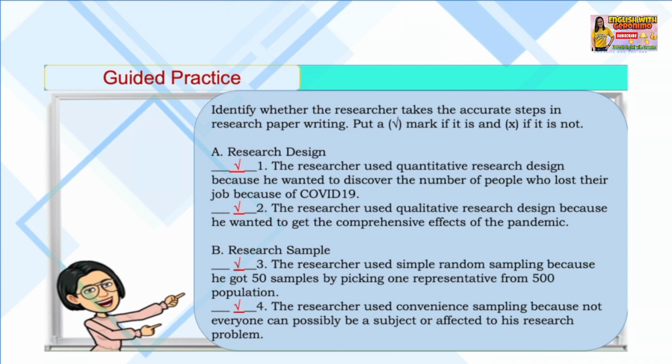If you answered check for number 3, you are correct because a simple random sample is a subset of a statistical population in which each member of the subset has an equal probability of being chosen, and the researcher chose 10% samples over representatives from 500 population. If you answered check for number 4, you are correct because convenience sampling is a non-probability sampling technique where samples are collected from the population only because they are conveniently available to the researcher.